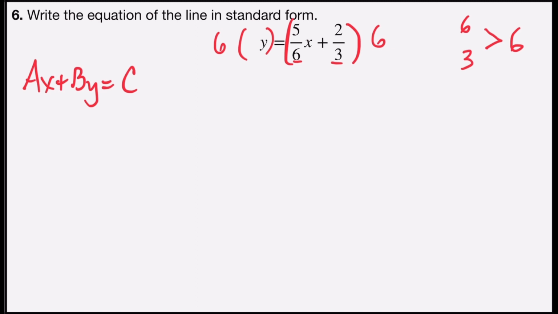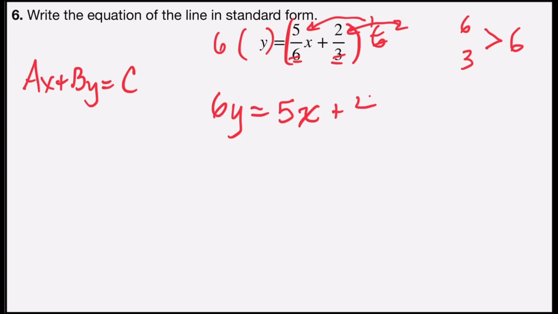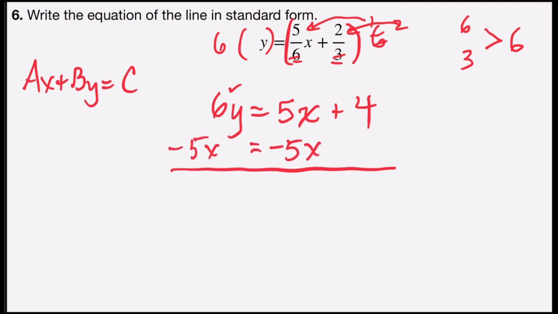On the left side, 6 times y is 6y. On the right side, 6 divides into 6 one time, and 1 times 5 is 5x. Plus, 3 divides into 6 twice, and 2 times 2 is 4. Now all I have to do is rearrange my terms. The y term is already on the left side, however the x term is not. So I'm going to subtract 5x from both sides in order to get my terms on the proper side. On the left side of the equation, I would get negative 5x plus 6y, and on the right side, 5x minus 5x is 0, and 0 plus 4 is 4.